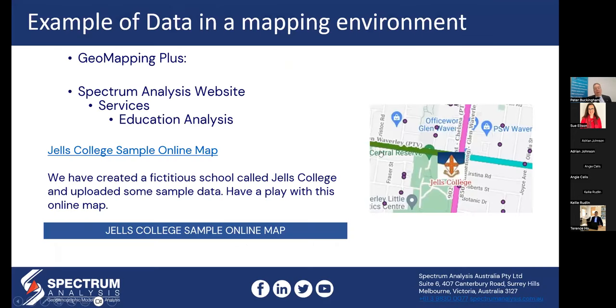Okay, so I'm now going to take us over to have a look at our web-based mapping. I'm just telling everybody now that you only have to go online to Spectrum Analysis on our website, spectrumanalysis.com.au, go to services, go to education analysis, and you will see a thing called Gels College Sample Online Mapping. If you click on that, you can play with this system as much as you like. Now, it is restricted. It isn't going out further than about 5 or 10 kilometres around our imaginary school, but at least it's a demonstration you can show people. You just click on the Gels College Sample Online Mapping.